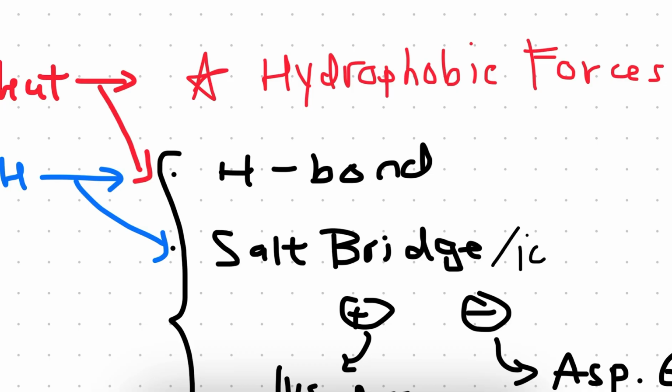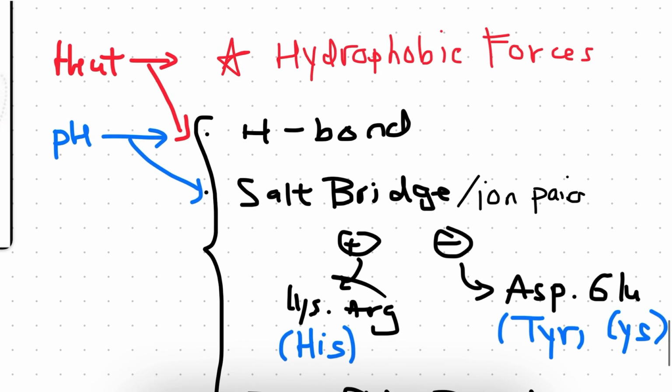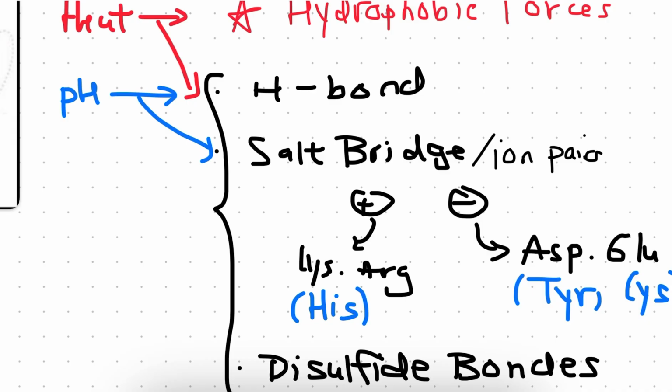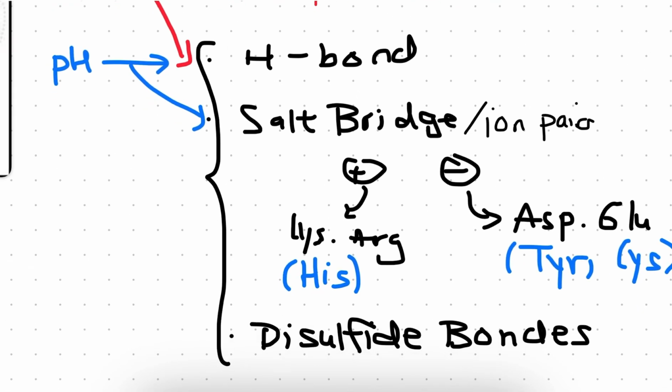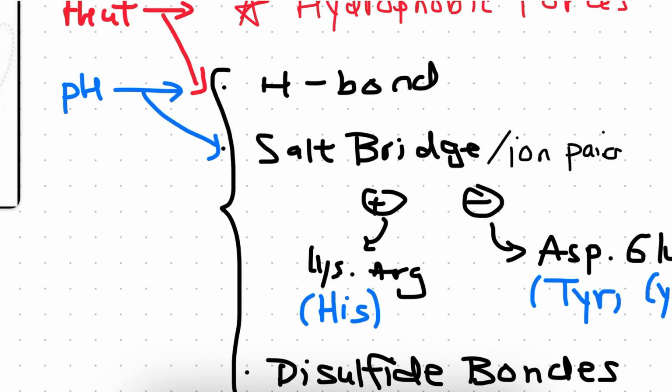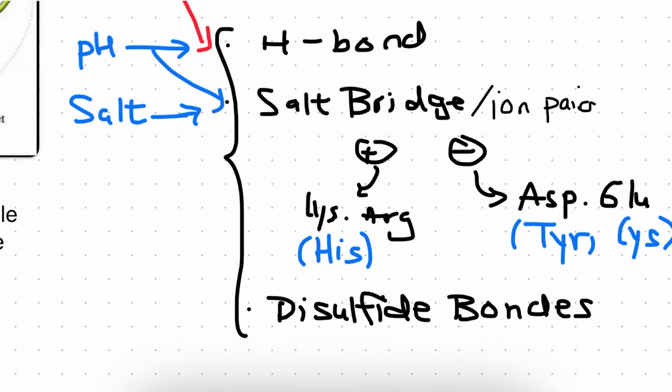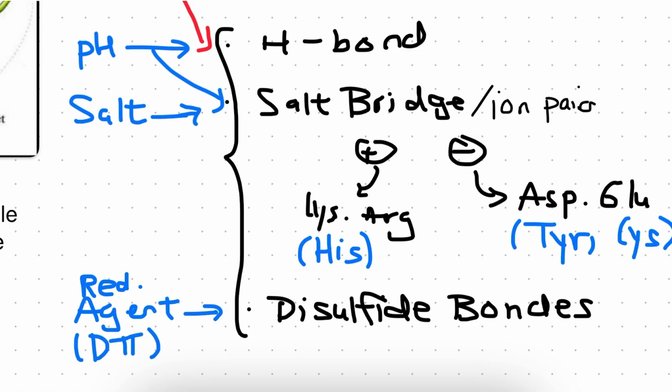Salt bridge or ion pairs, different names. And this is because if you change the pH, some of these groups will change their protonation state, so that will affect the ion pairs. Or you can also manipulate the salt, which will manipulate your salt bridge force. And also you can use a reducing agent to disrupt disulfide bonds. All right.